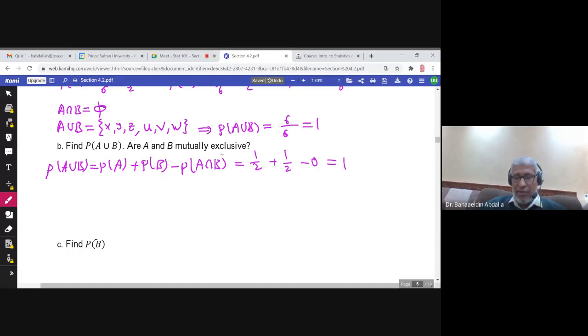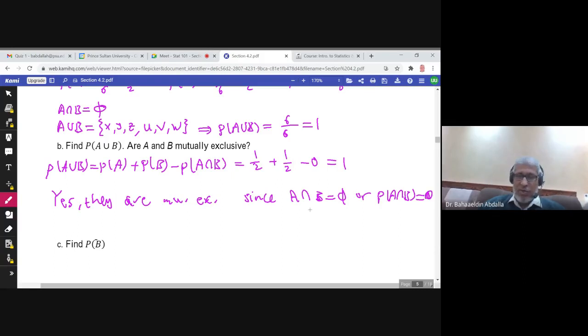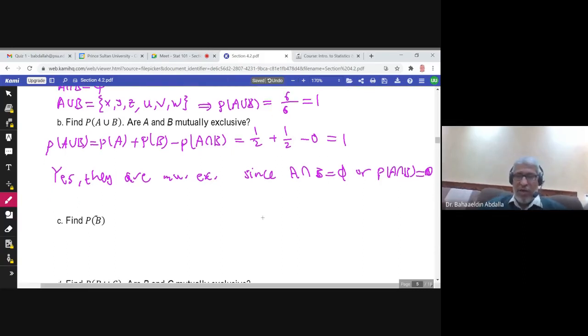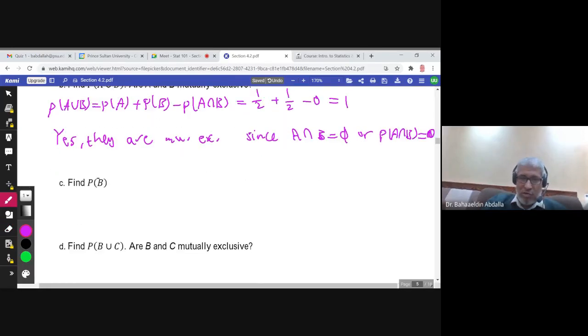Now, are A and B mutually exclusive? The answer is yes, they are mutually exclusive. And why are they mutually exclusive? Because simply A intersection B is phi, or probability of A intersection B is 0. Either you say probability of A intersection B is 0, or you say A intersection B is phi. This is a proof that these two events are mutually exclusive, because this is the definition of mutually exclusive.